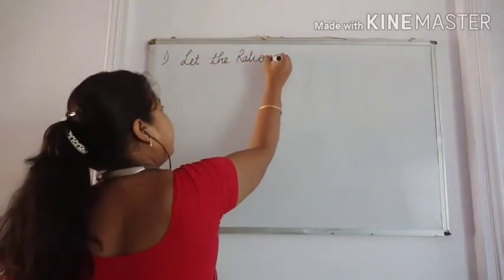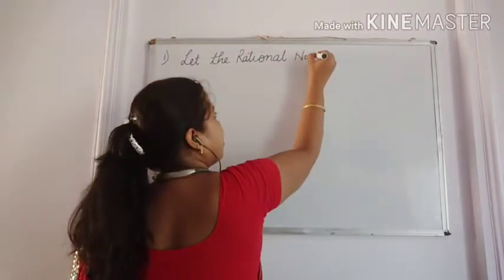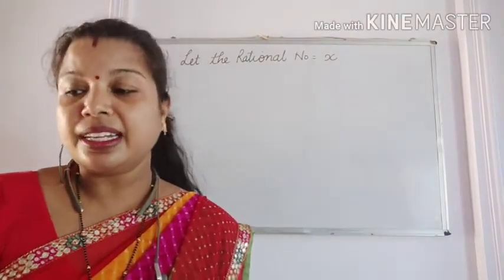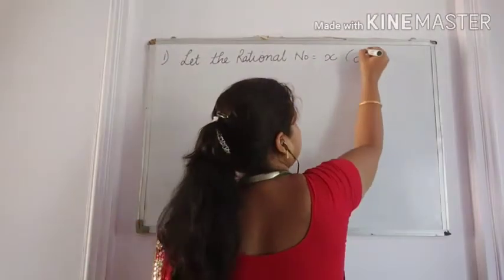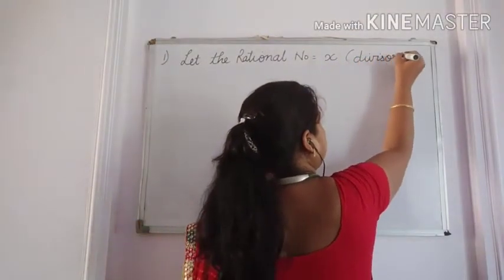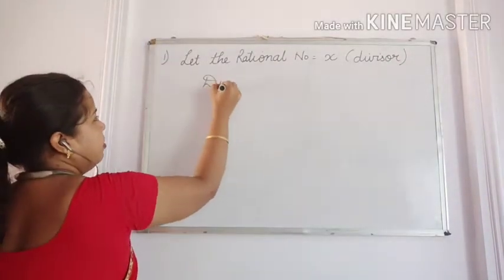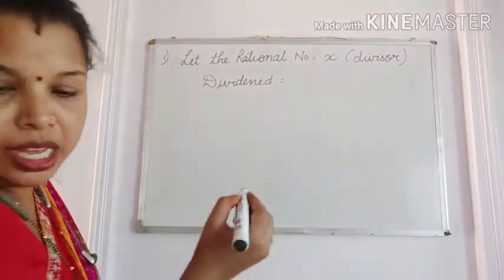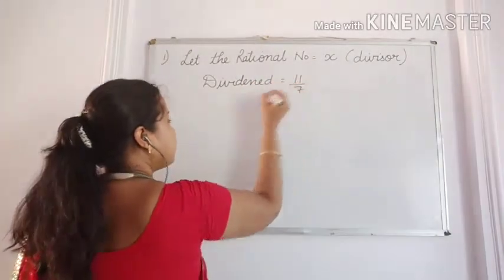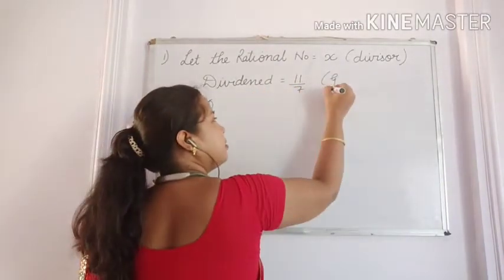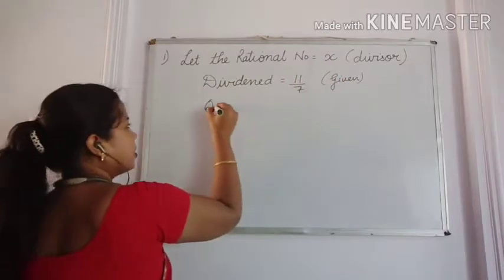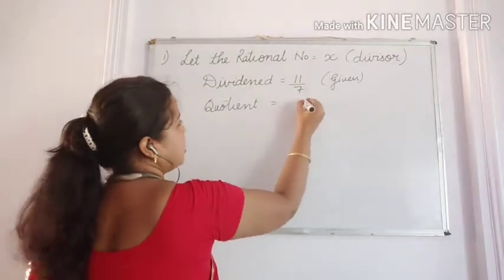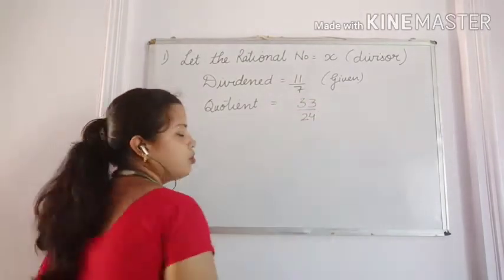So, question number 1. Let the rational number be x. Beta, that x rational number is the divisor. Divisor, you know, जिससे divide करना है. Here, dividend is already given, that is 11 upon 7. Quotient is also given, that is minus 33 upon 24.